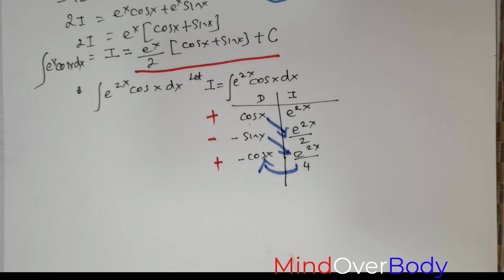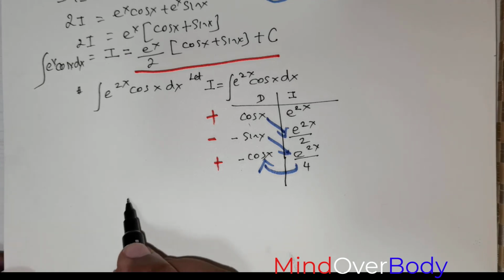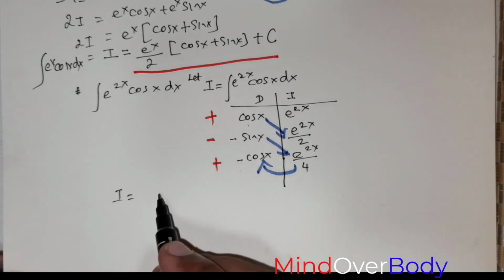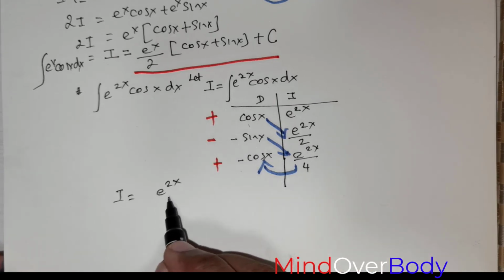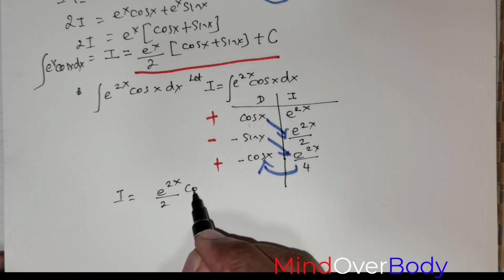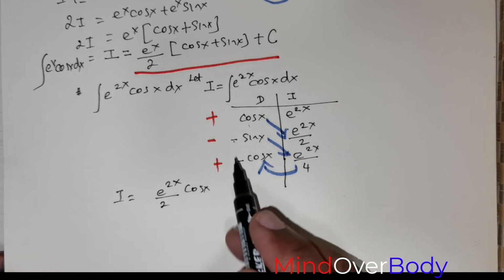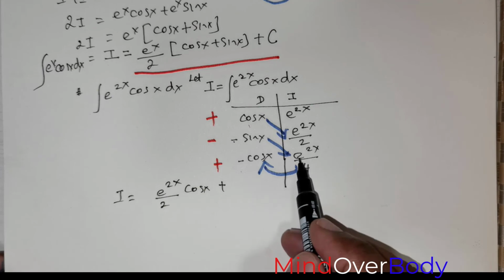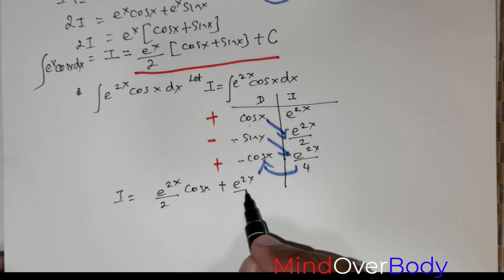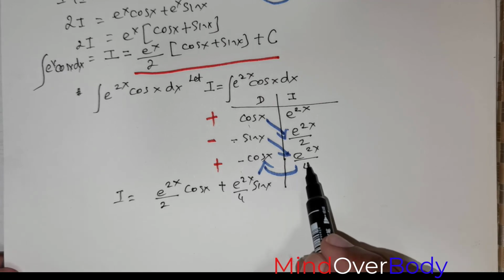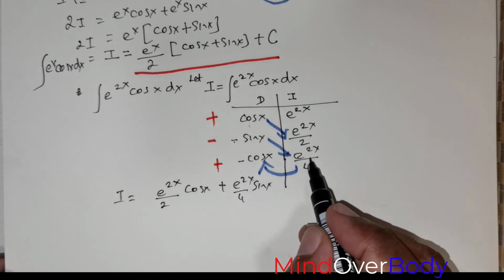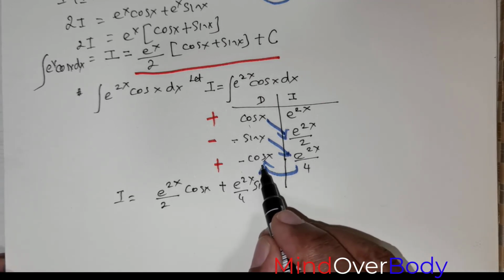So this is equal to cos x, it's a positive sign, cos x into e raised to the power of 2x over 2. So this is going to be e raised to the power of 2x over 2 times cos x, negative, negative, positive, and then you have e raised to the power of 2x over 4 times sin x. Now I need to multiply e raised to the power of 2x over 4 with cos x.